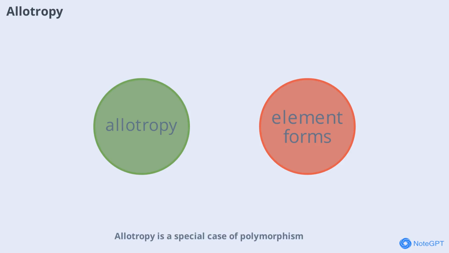Allotropy is a special case of polymorphism, where an element can exist in different forms in the same physical state. Oxygen, for example, exists as O2 and O3 (ozone), while carbon can be diamond, graphite, or fullerene. Each allotrope has unique properties, making them valuable for different uses. Allotropy is a fascinating aspect of solid-state chemistry, revealing the versatility of elements.